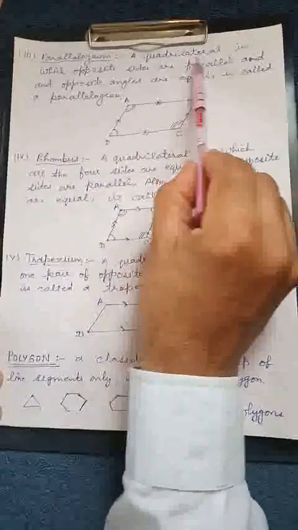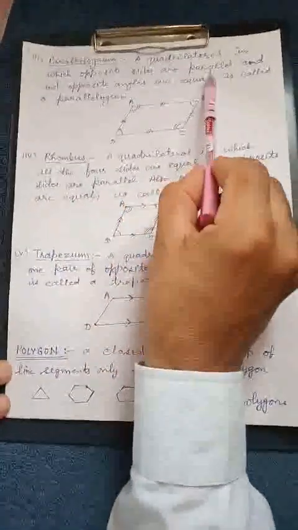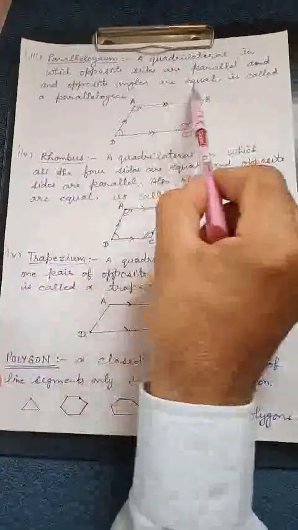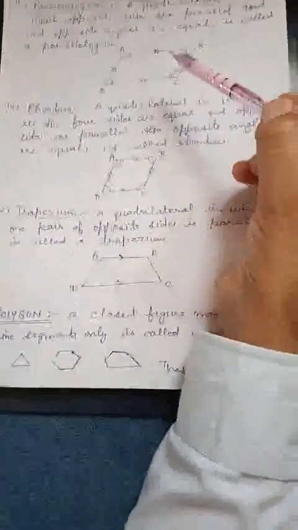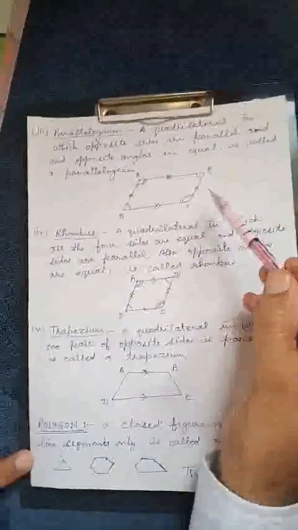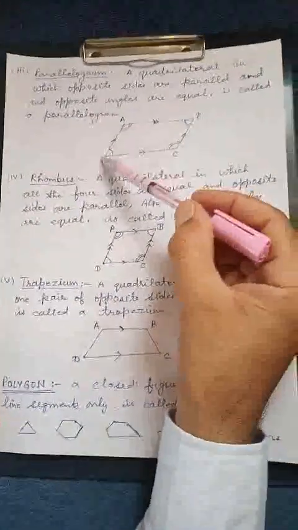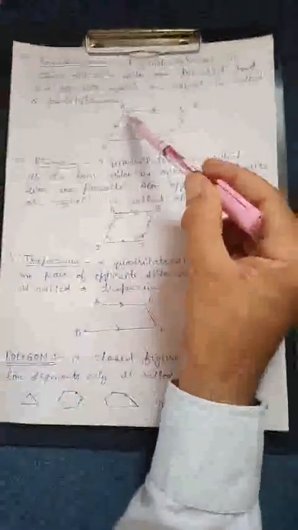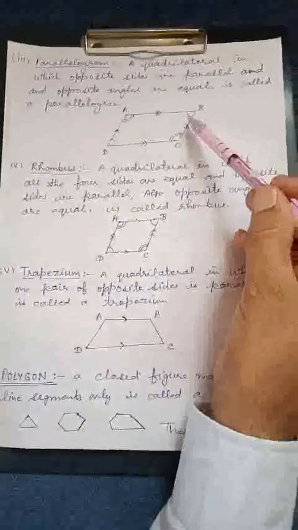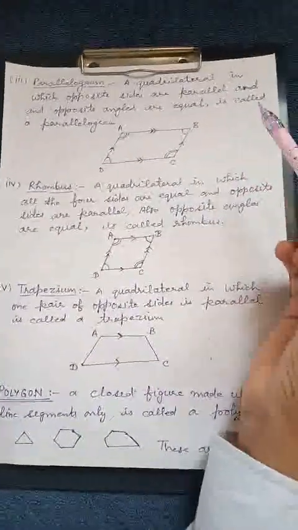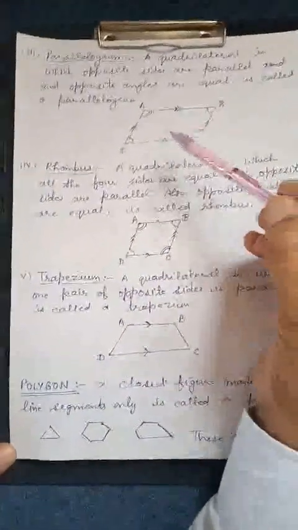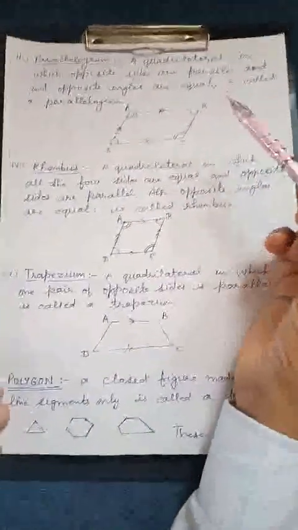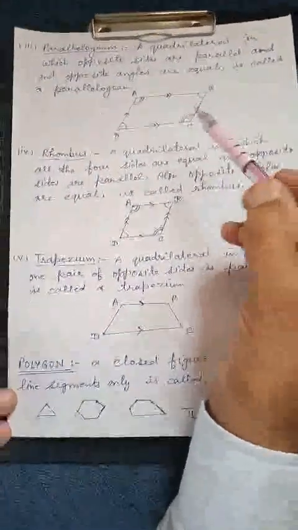A quadrilateral in which opposite sides are parallel and opposite angles are equal is called a parallelogram. In a parallelogram, here opposite sides AB and DC are parallel and second pair is AD parallel to BC, angle A is equal to angle C, angle B is equal to angle D, and diagonals of the parallelogram, diagonal AC and diagonal BD are not equal but they bisect each other.